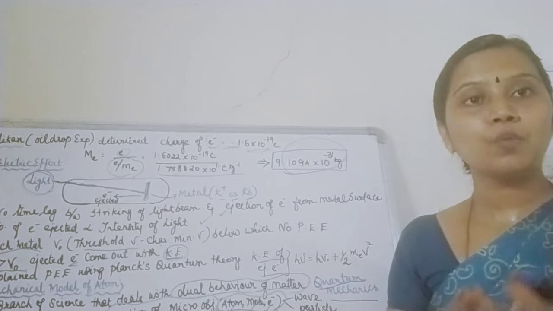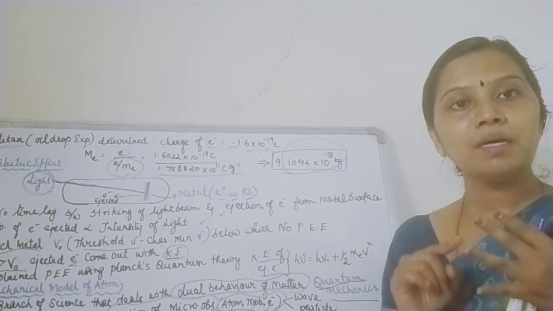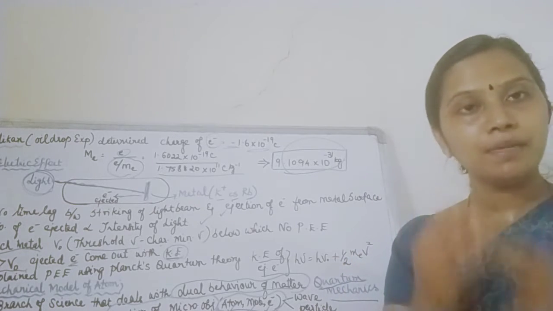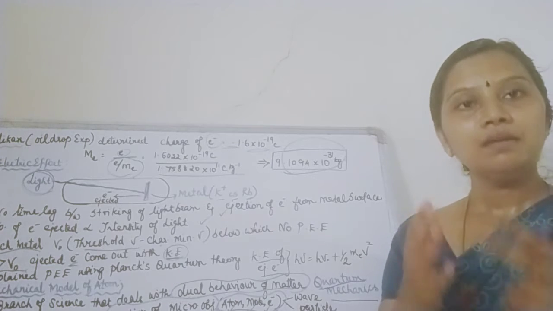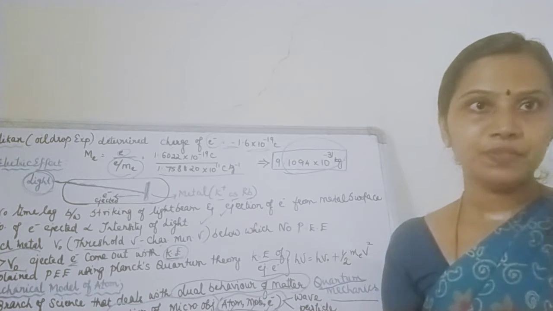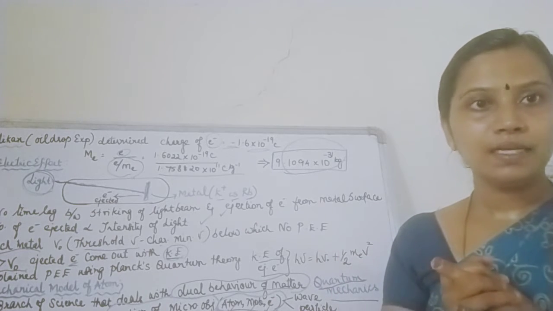Before that, what are quantum numbers? I explained the 4 quantum numbers: principal quantum number, azimuthal quantum number, magnetic quantum number, and spin quantum number. I explained what quantum numbers are. Then I explained what is orbit and what is orbital. That also I have explained. The difference between orbit and orbital we have also seen clearly.